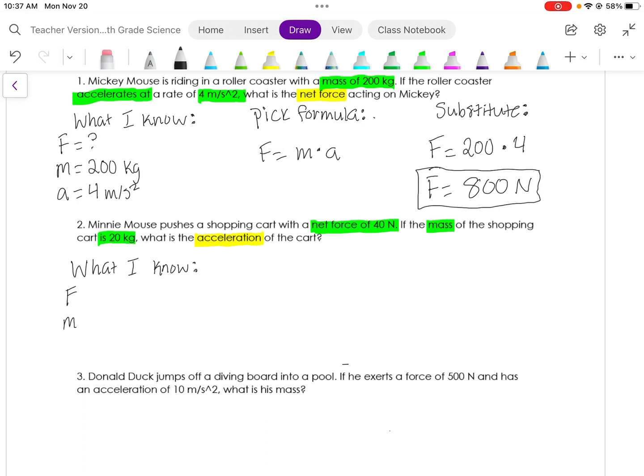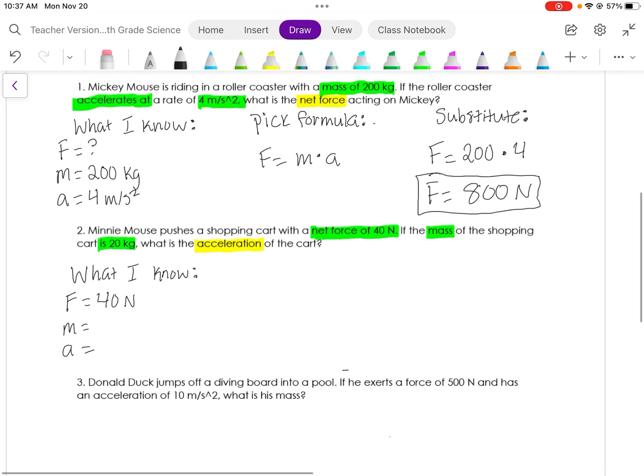Again, we have the Fargo-Moorhead area. Do we know the force? Yes, so our force is 40 newtons. Do we know the mass? Yes, it's 20 kilograms. And we're looking for the acceleration. So now we're going to pick our formula. And our formula in this case would be A equals F divided by M.